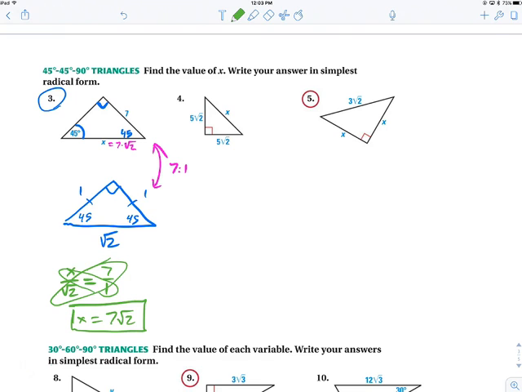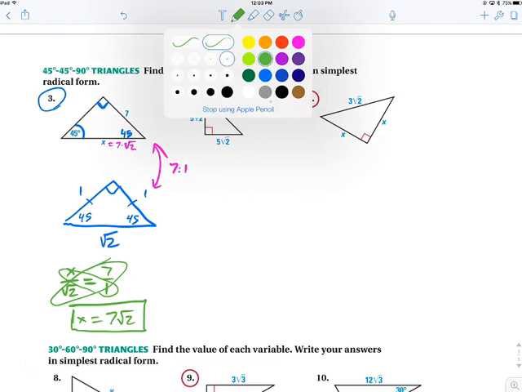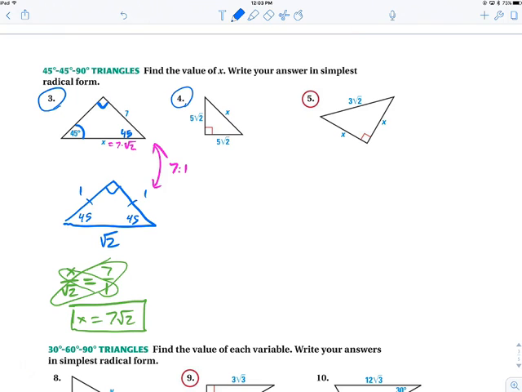Let's look at number 4 now. So number 4, we will set this up. Notice that these 2 sides are equal, which means these angles are equal, which means we've got our 45, 45, 90 triangle. Notice now I'm orienting it exactly the same as my image, and I'm going to put my 1 and 1 here, and my root 2 here.